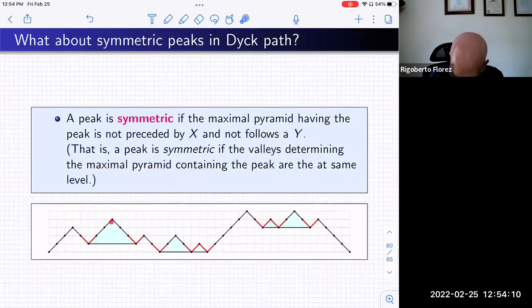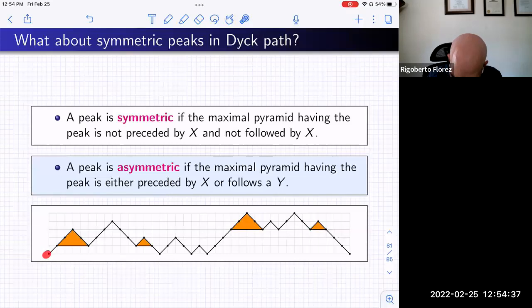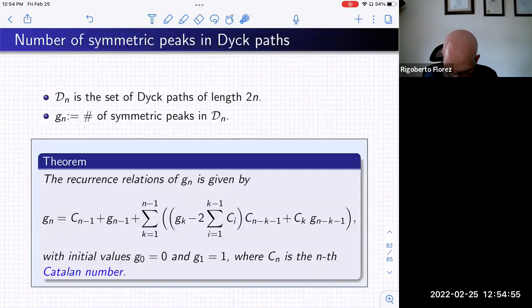So what we did, we say, okay, we had this pyramid containing the peak. And this peak is symmetric if the two values at the leg of the pyramid are the same height. So this peak is symmetric because these two values are the same level. Symmetric, symmetric, symmetric. This is not symmetric because let's suppose this is a valley, and they are not at the same level. This and this, not the same level. So this is non-symmetric. So we define this and we prove that the recursive relation to count the total number of symmetric peaks is given by this recursive relation. Quite crazy, yes. But this is Catalan number, and this is the recursive relation here inside.